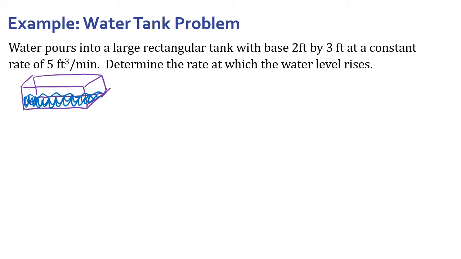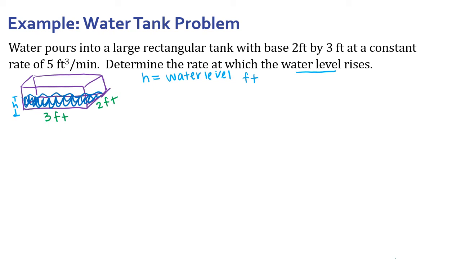So it's a rectangular tank with a base of 2 feet by 3 feet. So let's label those pieces. So I've got 2 feet, 3 feet. Okay, and we know that I'm looking for the water level. So let's call H this water level. Okay, so let's let H be the water level. So that's going to be in terms of feet. Okay, we know that the rate that the water is pouring in is at 5 feet cubed per minute.